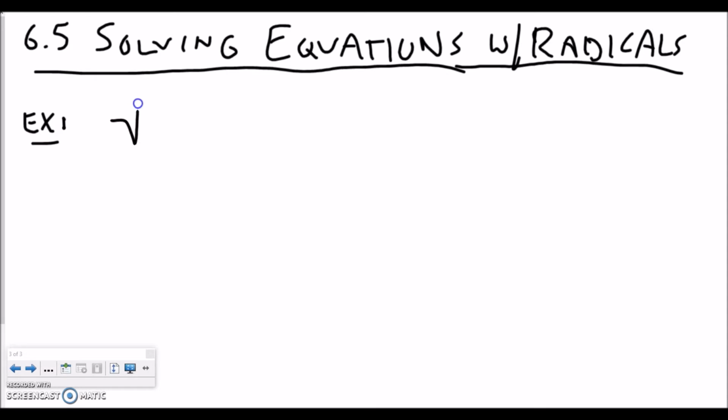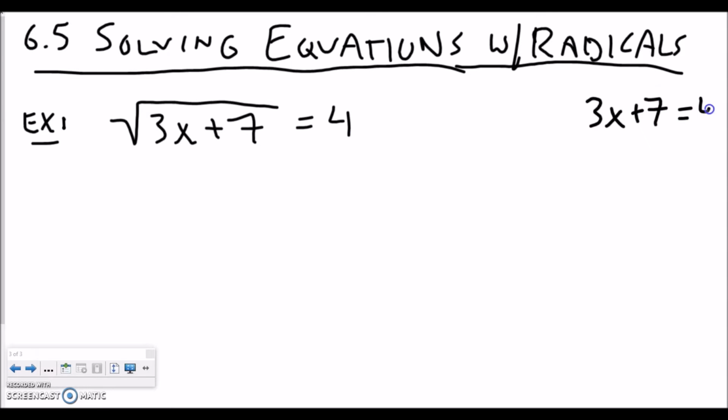Example 1, square root of 3x plus 7 equals 4. Now this should look very similar to problems that you've been solving since Algebra 1. I'll write it over to the right. You should know how to solve 3x plus 7 equals 4. The only thing new is that we have this square root.